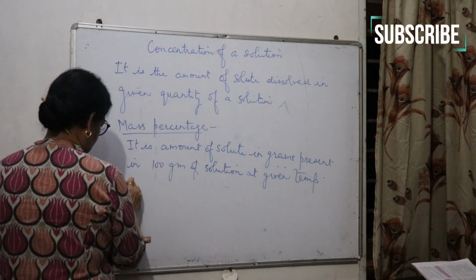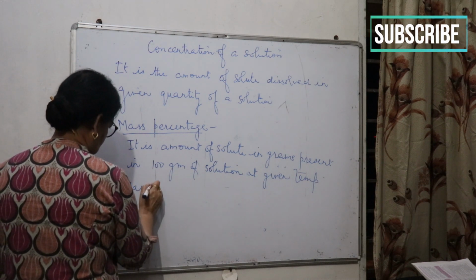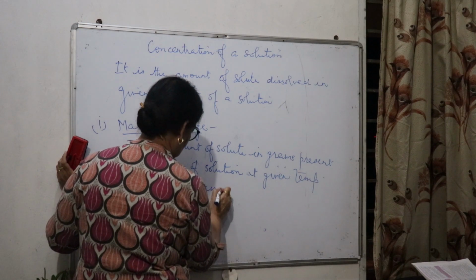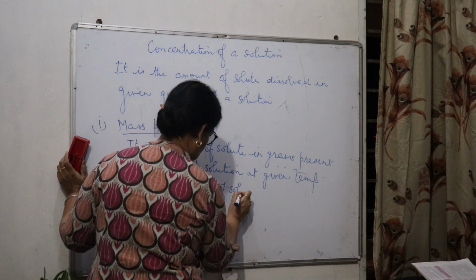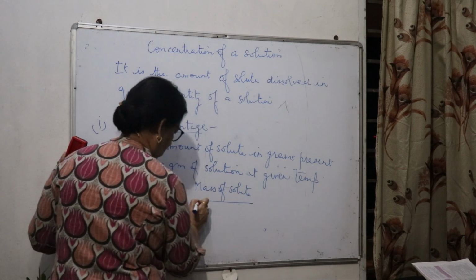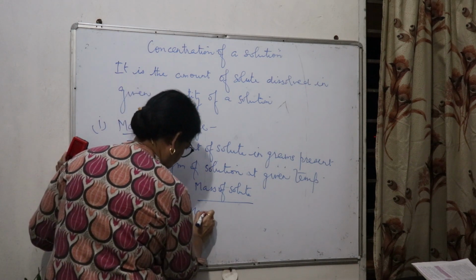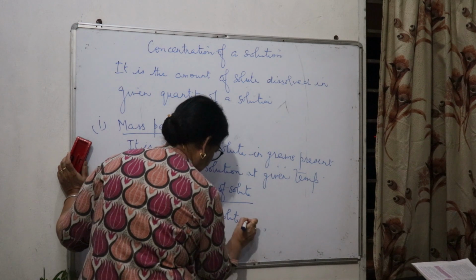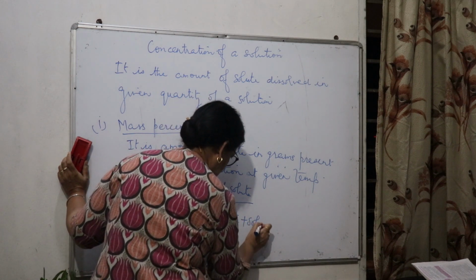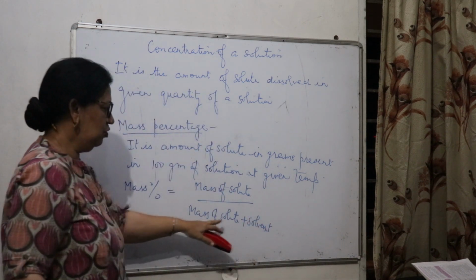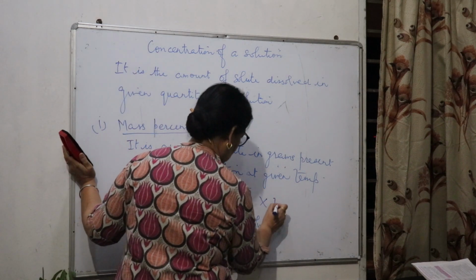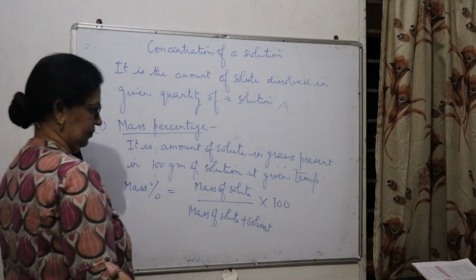So mass percentage is equal to mass of solute upon mass of solute plus solvent, and this mass of solute plus solvent becomes the mass of the solution, into 100.